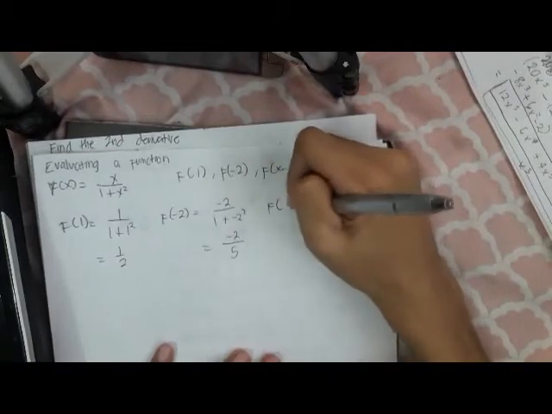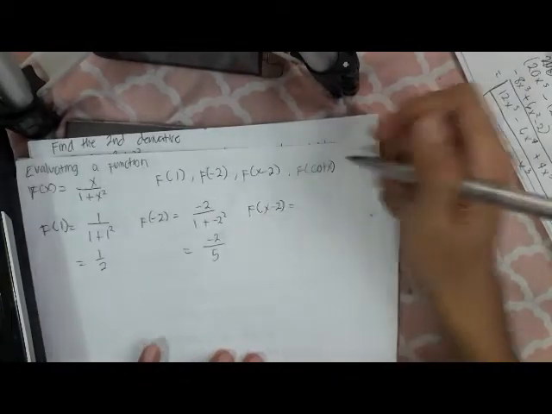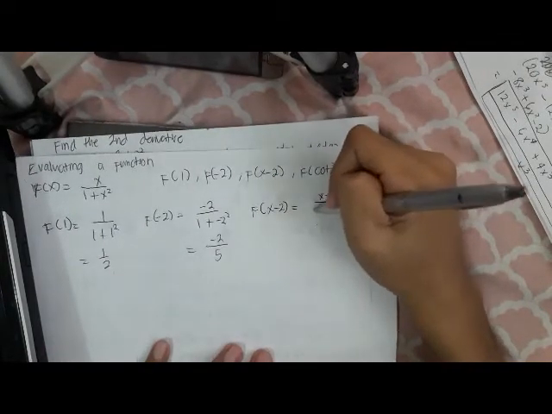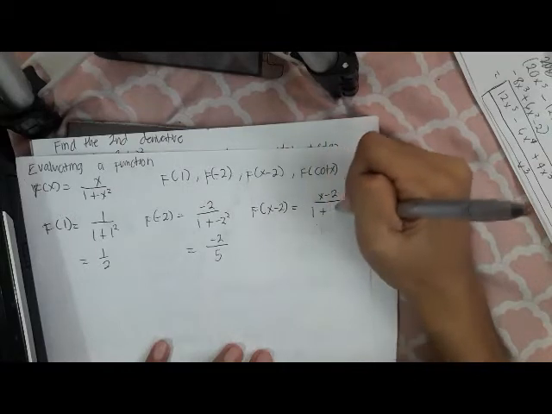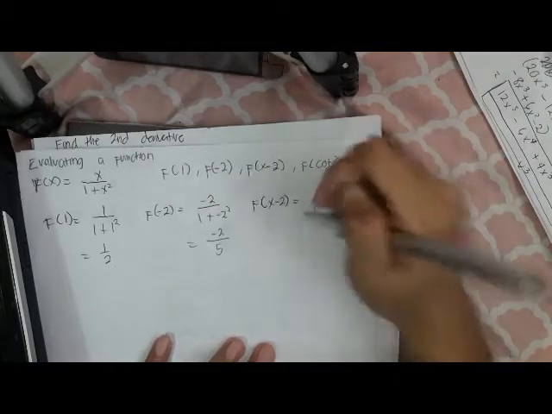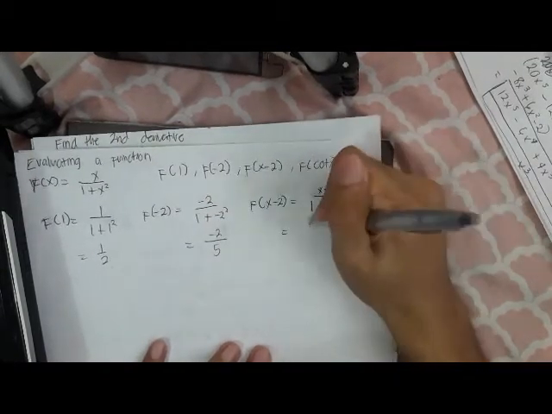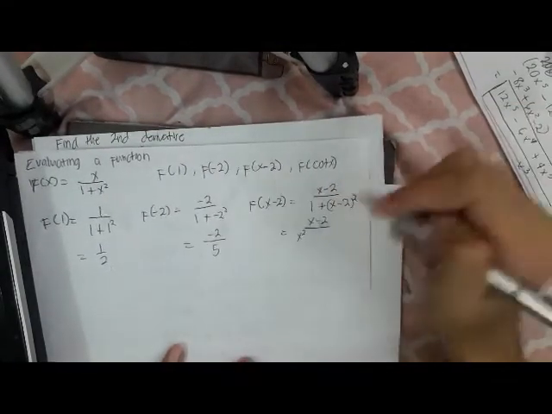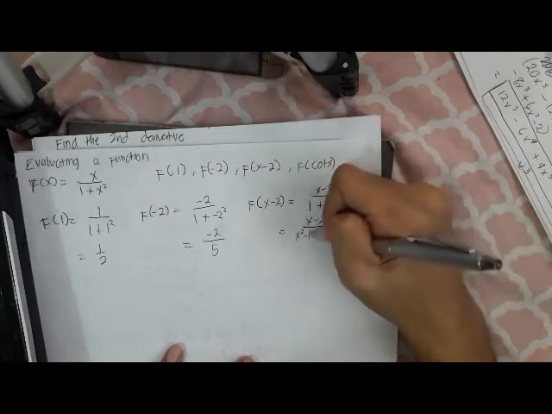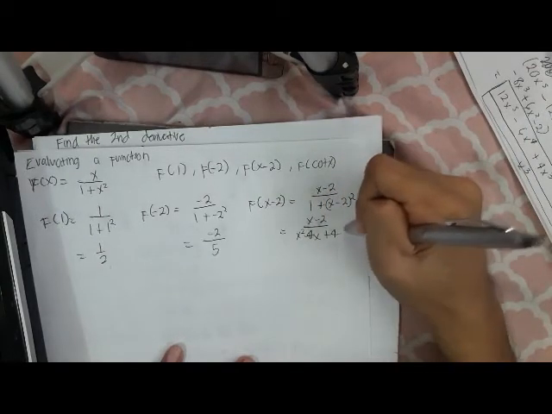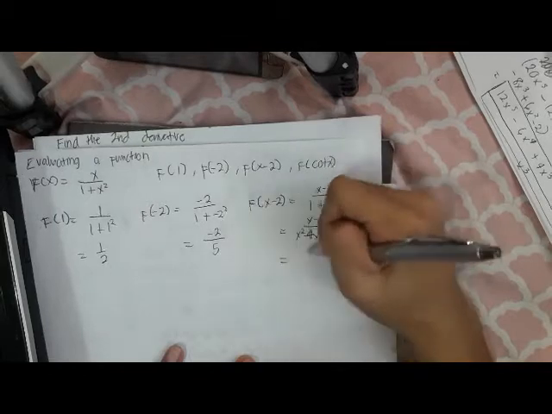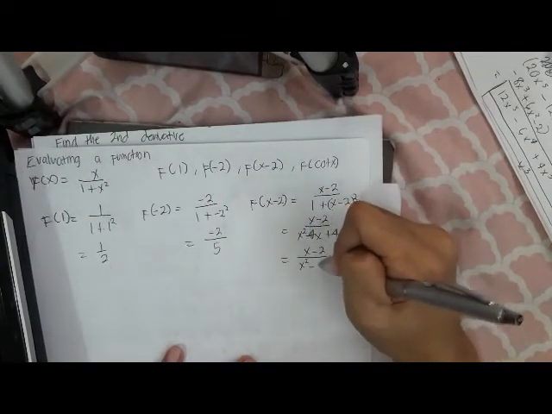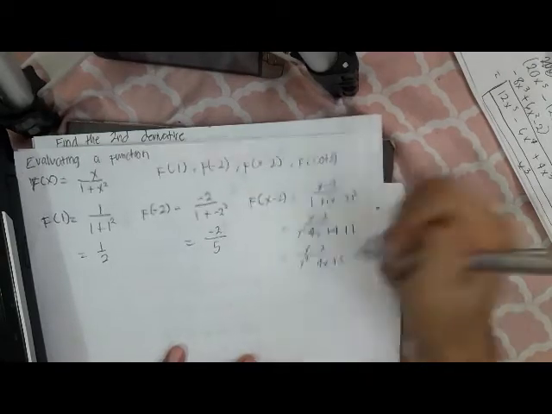F of x minus 2 equals, substitute lang x minus 2 over 1 plus x minus 2 squared. So, square ng x minus 2 is gonna be x squared minus 4x plus 4, plus 1 kasi may 1 pa dito. So, ang value ng f of x minus 2 will be x squared minus 4x plus 5.